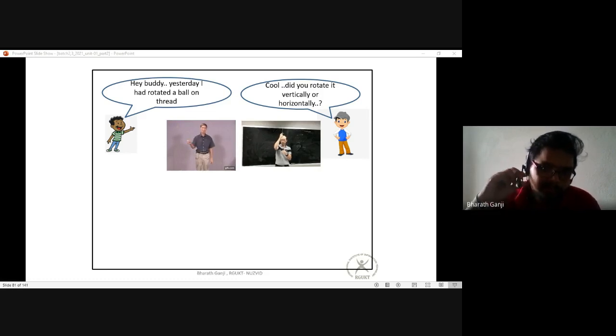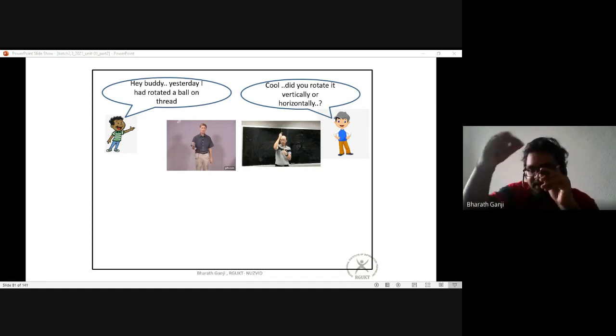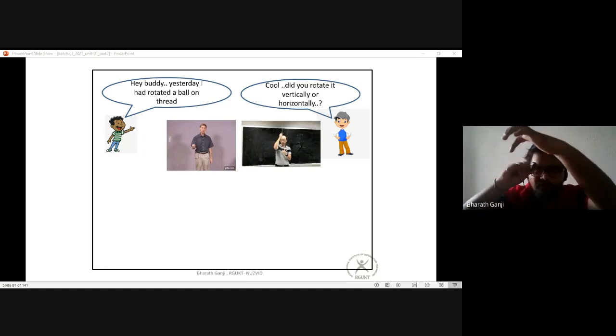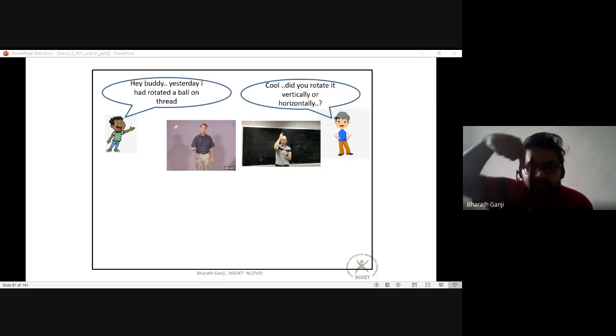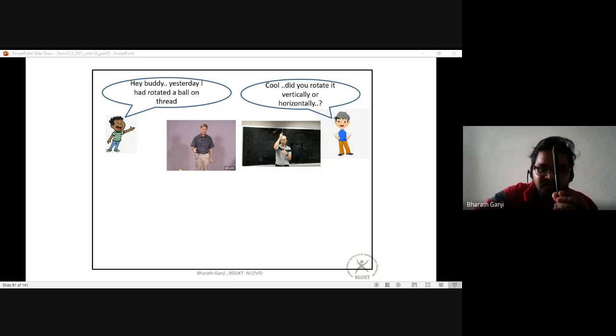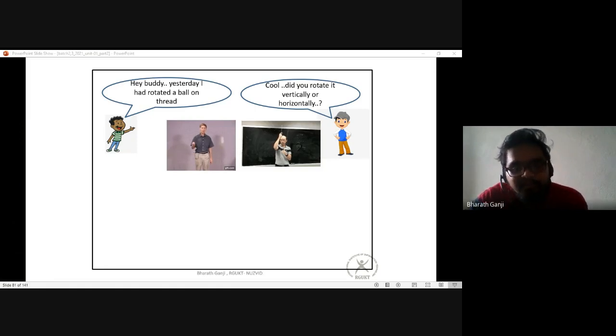Because if I say I'm rotating it like this, then basically I'm rotating it about this axis. If a ball is rotating like this, I'm rotating about this axis. If my rotation was like this, then I'm actually rotating about this axis. So in order to mention any kind of rotational phenomena, we usually try to explain it with a rotation axis.